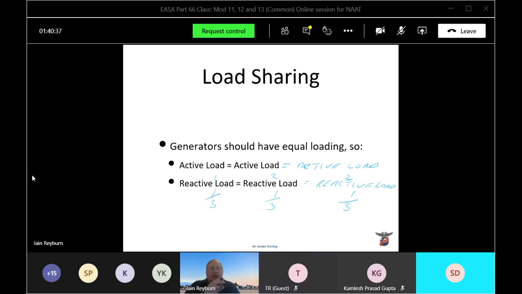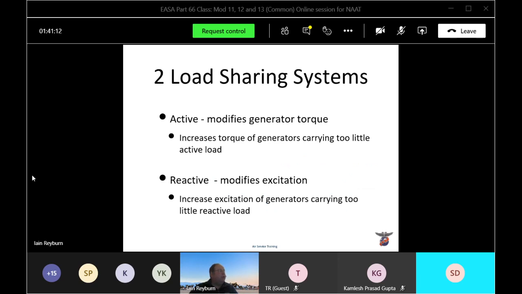So in reality, gentlemen, each generator will produce an active load, and each generator will produce a reactive load. And ideally, each one of those loads should equal the other. So you can see here, in reality, I should have each generator supplying 1/3 of the active power and 1/3 of the reactive power. So it should be equal. Okay, it should be equal. I'm going to come back to this in a minute.